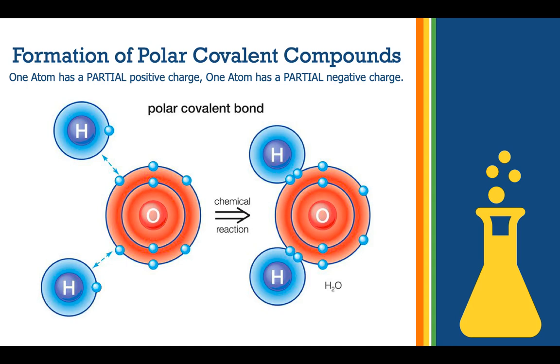We're going to look at this again. So we have a partial positive, okay, on both of these guys. These are partially positive. Why are they partially positive? Well, because these are smaller. These have a smaller atomic radii than this guy.